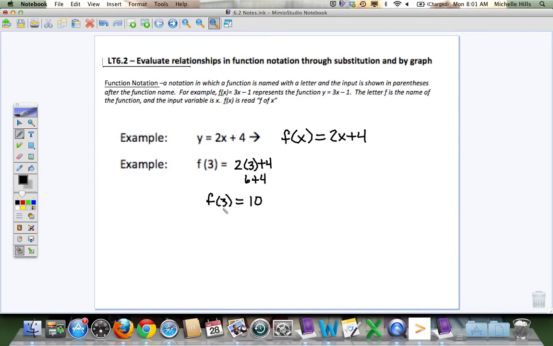I don't do anything with the 3. Some people, again, want to divide both sides by 3 at this point, or want to say just f equals 10. No. When I put 3 into function f, I get an answer of 10 out. That's really what that means.